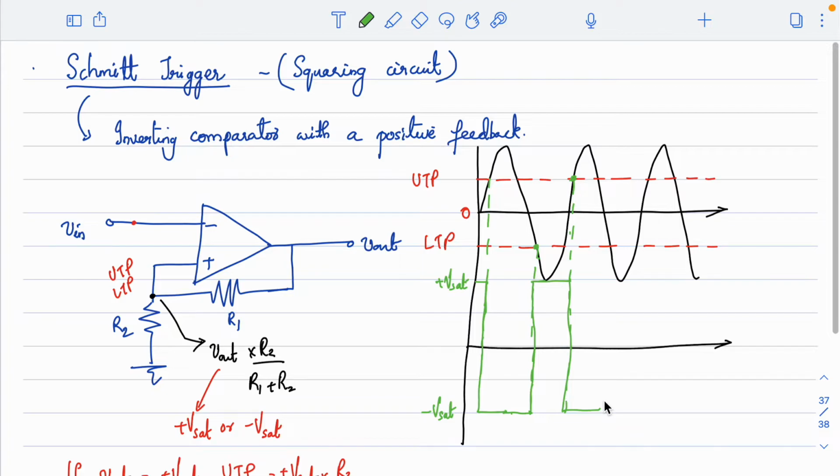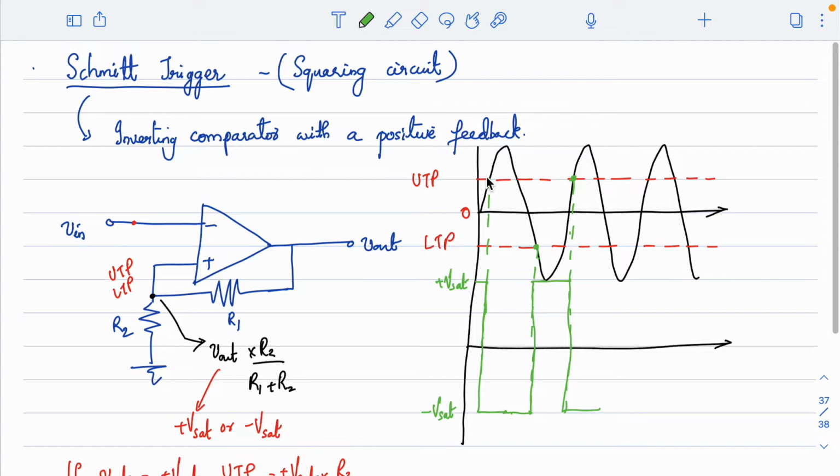So what happens here, whether the input signal is a slowly varying waveform or a fast changing waveform, depending on the output signal, the threshold point is set immediately. The threshold point here becomes a UTP or LTP depending on the output signal. Thereby the false transitions can be avoided here, right? Because every time the threshold point is changing with respect to the output signal, it becomes either plus Vsat into R2 by R1 plus R2 or minus Vsat into R2 by R1 plus R2.